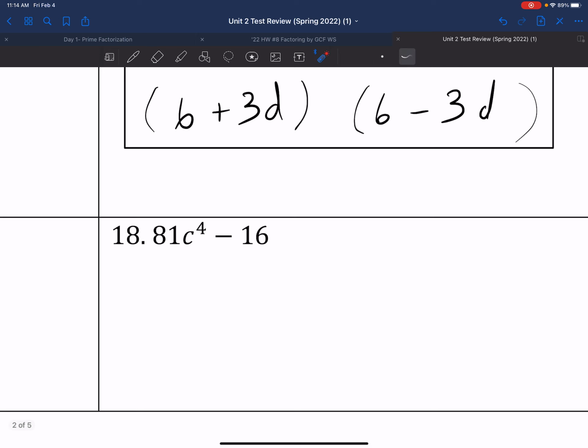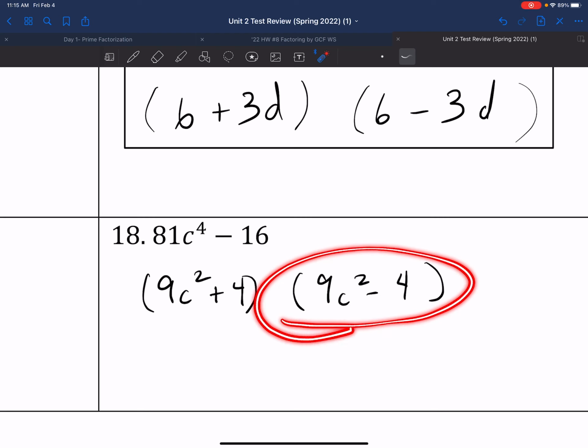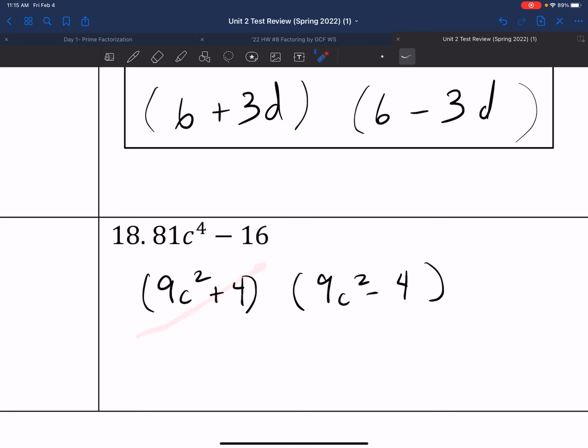And then this one is weird because this has a 4, but that's okay. We can just go ahead and do, okay, what times what is going to give me 81? That's 9. What times what is going to give me c to the 4th power? C squared, put a plus sign and a minus sign. Something times something is going to give me 16, which is 4 and 4. Am I done? No, because I can still take the difference of 2 squares here, but not this, okay? But this is going to be part of our answer.